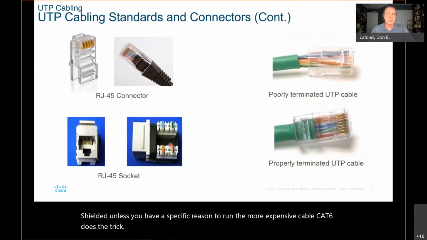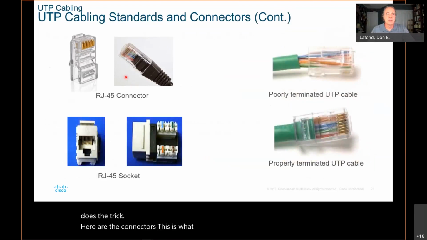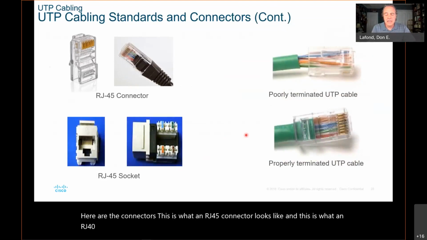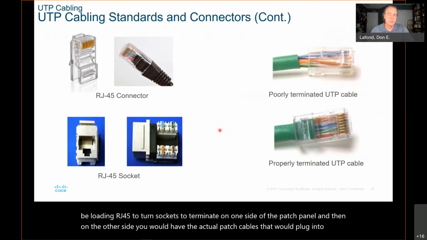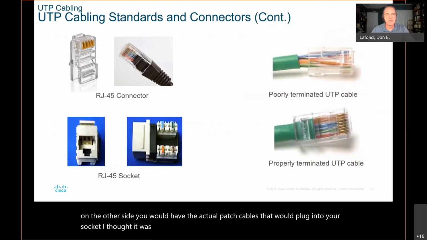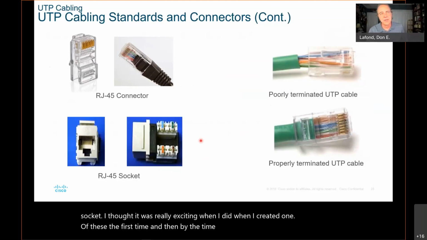Here are the connectors. This is what an RJ45 connector looks like. And this is what an RJ45 socket looks like. So if you are setting up a panel, for example, you would be loading RJ45 sockets to terminate on one side of the patch panel, and then on the other side you would have the actual patch cables that would plug into your socket. I thought it was really exciting when I created one of these the first time, and then by the time I did 10, I was tired of it.